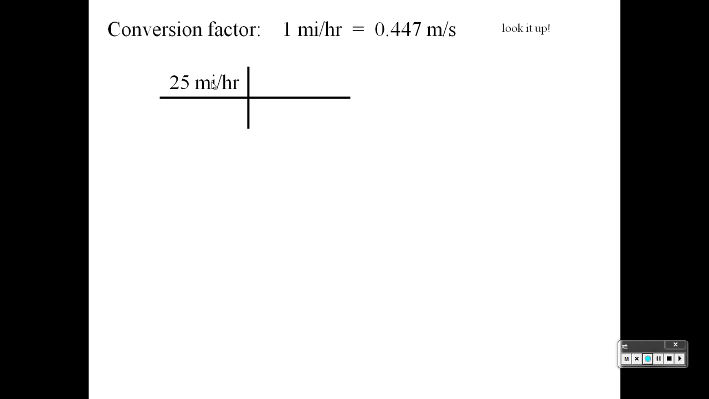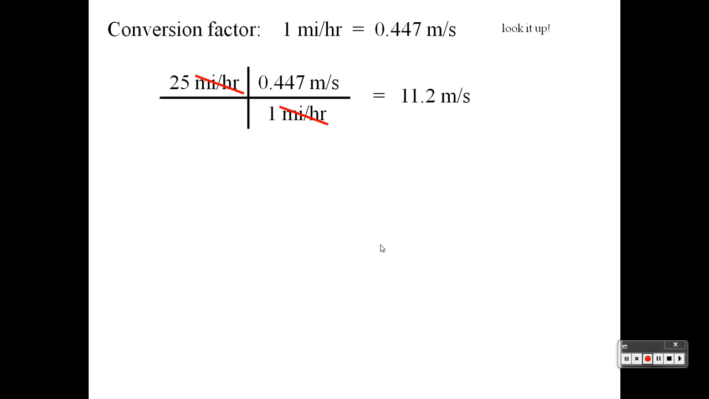I want to convert miles per hour to meters per second. I've got miles per hour, I want meters per second. I want to cancel out miles per hour. Where do I put miles per hour so that it cancels itself out? In the denominator, right? So I put miles per hour in the denominator. Meters per second is then in the numerator. That's the only place for it to go. And then these cancel themselves out. When you operate your calculator, you'll come up with an answer of 11.2 meters per second.